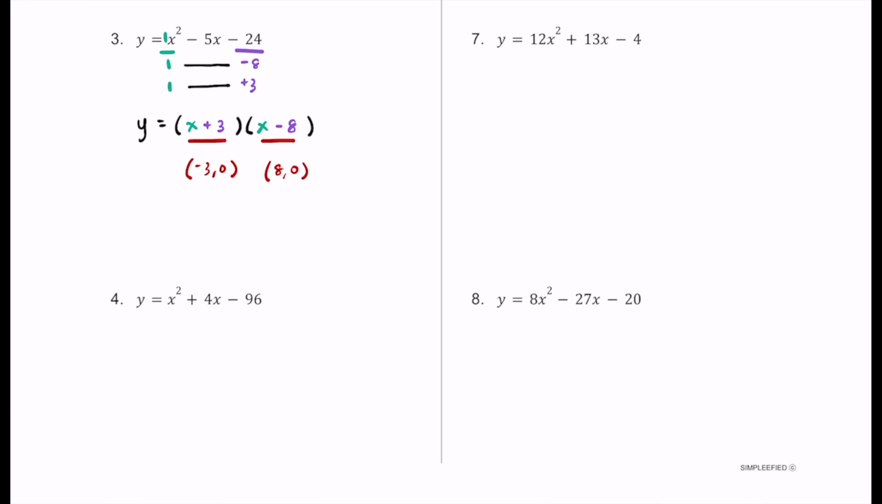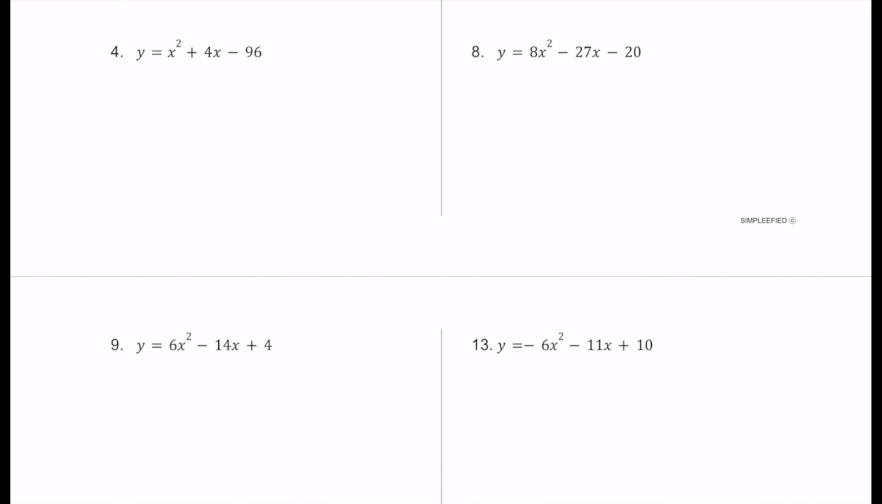All right, for number 4, we have y is equal to x squared plus 4x minus 96. So we have a 1 in front, again, not too bad for this one. And for -96, we need a positive and a negative, and they have to be 4 apart from each other. So for factors of 96, we need a positive and a negative, and they have to be 4 apart, right? So let's see, we have 1 and 96, that's definitely not going to work. 2 and 48 won't work. 3 and 32 are also too far apart.